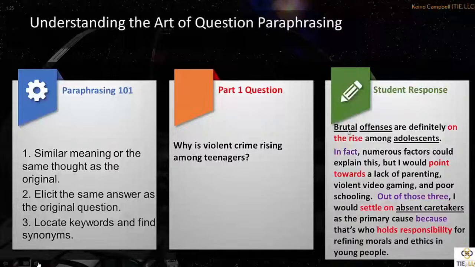Brutal, violent, offense, crime, adolescent, teenager. Paraphrase, paraphrase, paraphrase, right? Here we see some idiomatic phrasal verb language like point towards, settle on, collocations, holding responsibility, fluency language, in fact. Out of those three, fluency language, because it helps you to extend an answer, right? This helps you with your fluency.